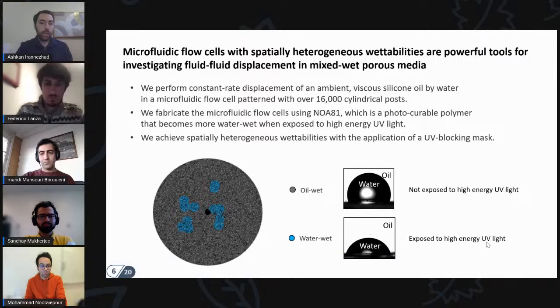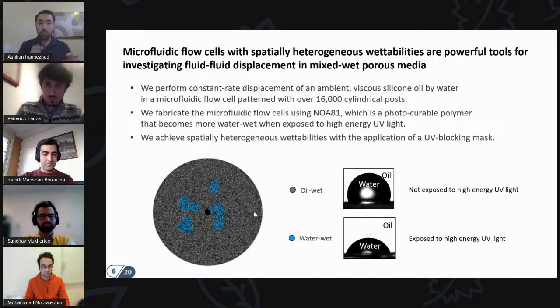We finally achieve these flow cells, as we can see in this image, in which two different contact angles coexist. For example, here, the gray posts have a contact angle of more than 90 degrees. They are oil wet.